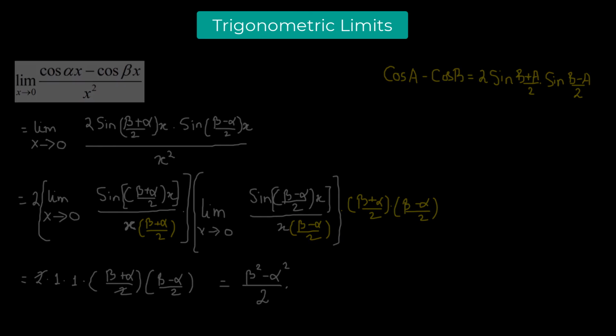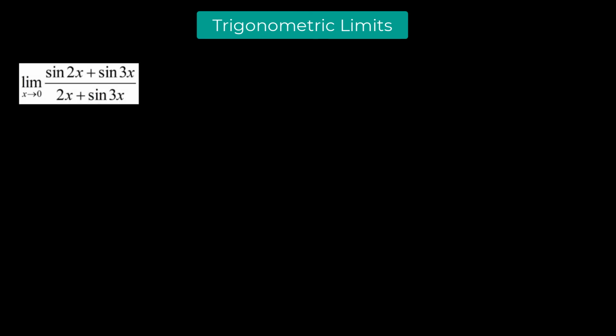Let us do another problem. Here we have the function (sine of 2x plus sine of 3x) divided by (2x plus sine of 3x). When we substitute the value of x, we get an indeterminate form of 0 over 0. So we need to simplify it. What we're going to do here is divide the numerator and the denominator by x.